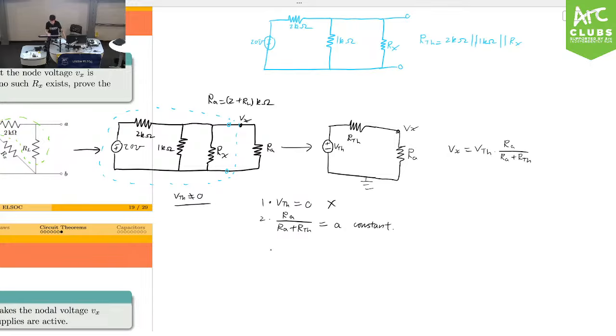Here's the second case. If this thing is a constant, then do you agree that RTH must be 0? Because we're allowed to change Ra, right? No matter how we change Ra, Vx has to stay the same. So RTH must be 0 to make this constant. So if RTH equals 0, we have 2 kilo ohm in parallel with 1 kilo ohm in parallel with Rx equals 0. And what's the only case this can happen? Well, Rx equals 0, right?